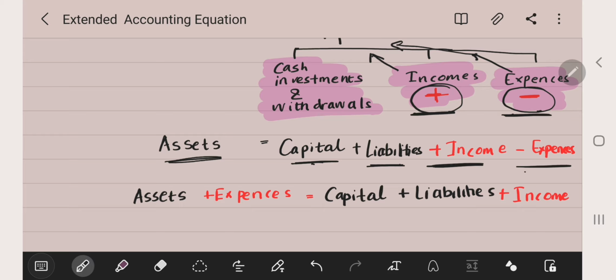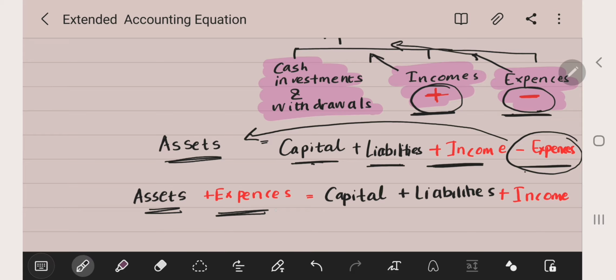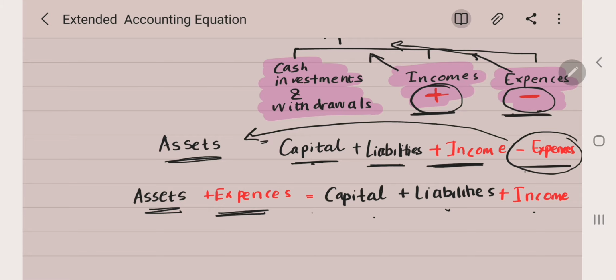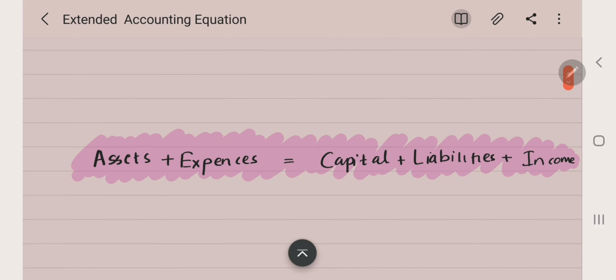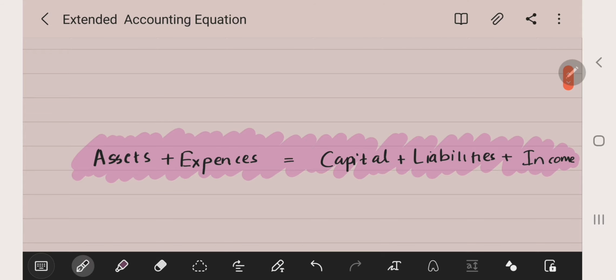Now let's make this a little easier. I'm taking this minus and bringing it to the other side of the equation, so it will be a plus. So assets plus expenses is equal to capital plus liabilities plus income. This makes the equation look simple and easier. With that, we can derive the final extended equation: assets plus expenses equal capital plus liabilities plus income.